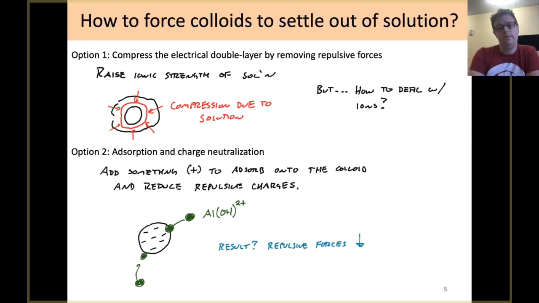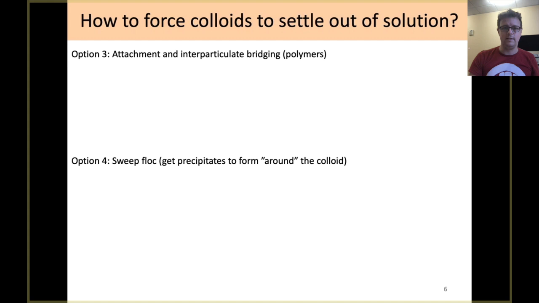So the result of doing this, repulsive forces between colloids go down. That should let them agglomerate on their own, start to stick together into larger groupings, and ultimately be able to settle out.